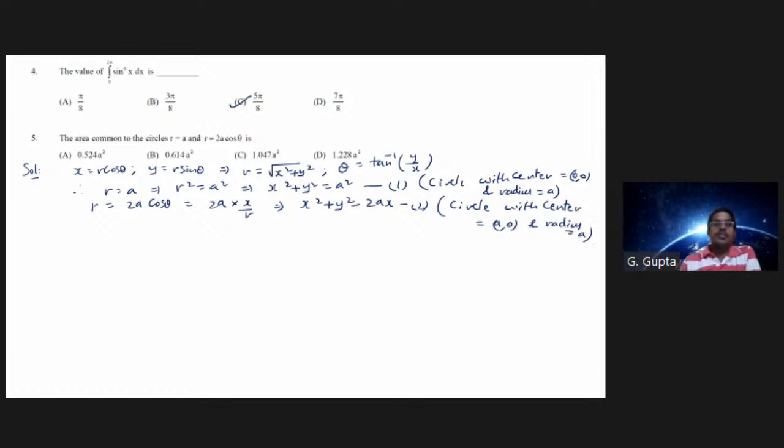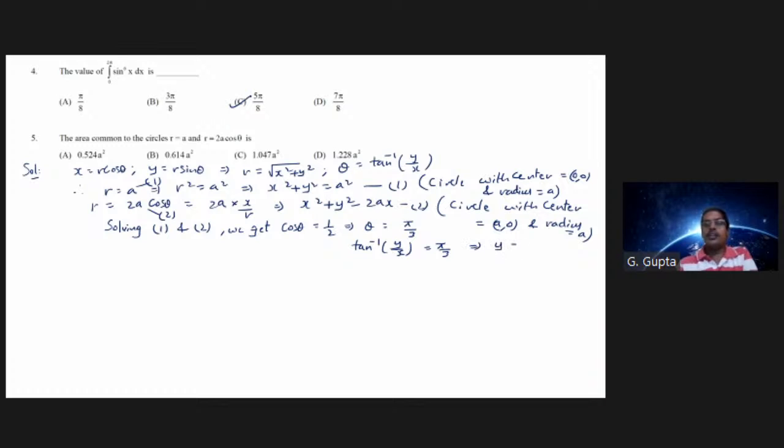So now solving 1 and 2. This is 1 in polar coordinates, this is 2 in polar coordinates, and in Cartesian coordinates also 1 and 2. We get cos theta is equal to 1 by 2, implies theta is equal to 60 degrees, that is pi by 3. Theta means tan inverse y by x. So tan 60 is root 3, this simplifies to y is equal to root 3 x.